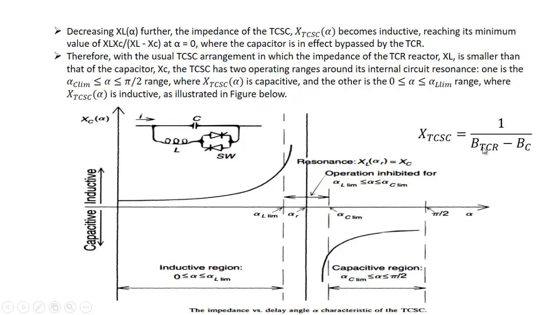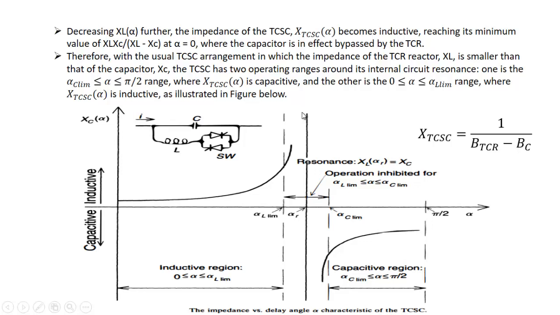As alpha is increased, this BTCR will decrease. Again, let us say its maximum value is 20 and it is decreased to 15. This value is 10. 15 minus 10 will be equal to 5. So 1 by 5 is 0.2. When it is made to come close to this, let us say it is equal to 11. 1 by 11 minus 10 is 1, so it will come to 1. Let us say it is equal to 10.1. 1 divided by 10.1 minus 10 is 1 divided by 0.1, that is equal to 10. So as it goes close to BC, it goes to infinity, a very high value.